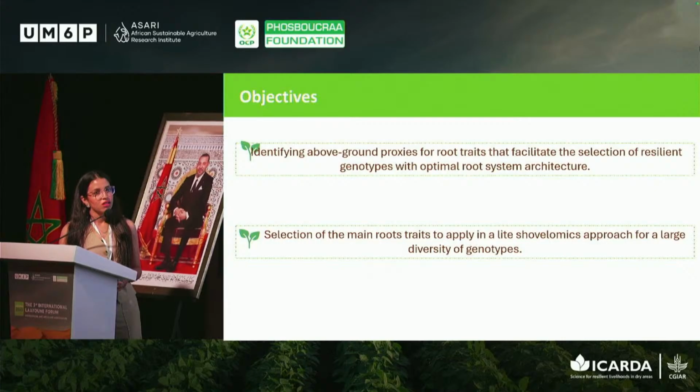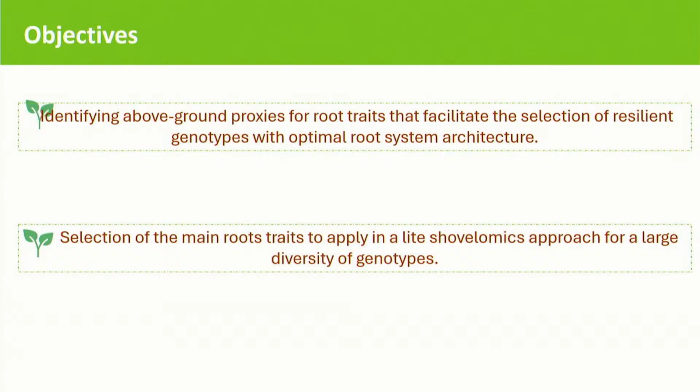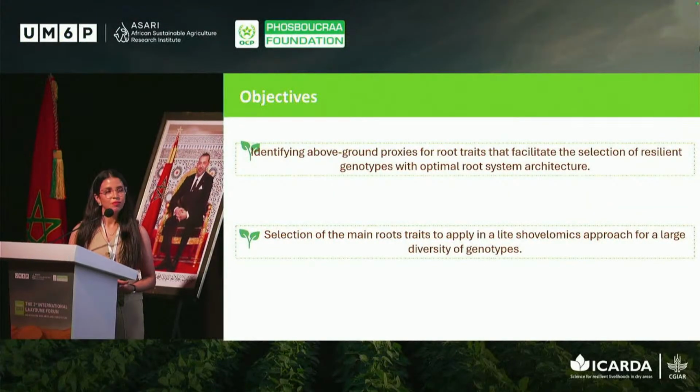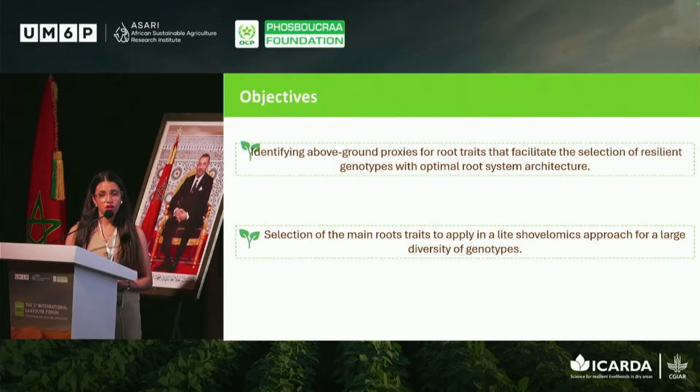So our objectives are to identify some above ground trait proxies to avoid doing Chevlomex in the future, because it's not an easy method. It's time consuming and it's a destructive method. Also, we need to select some main traits to apply GWAS in a large diversity panel of genotypes.